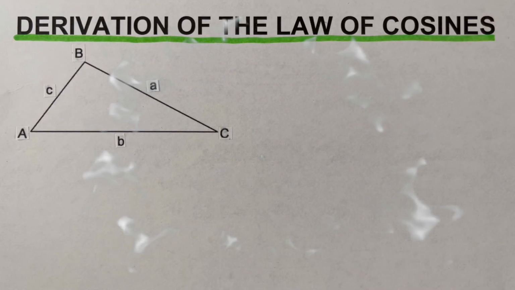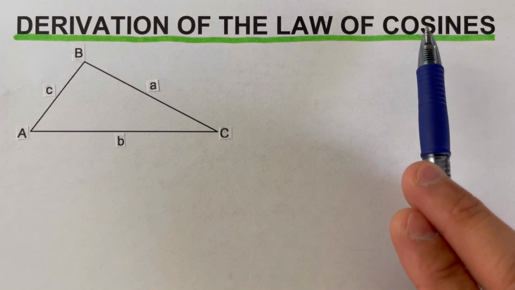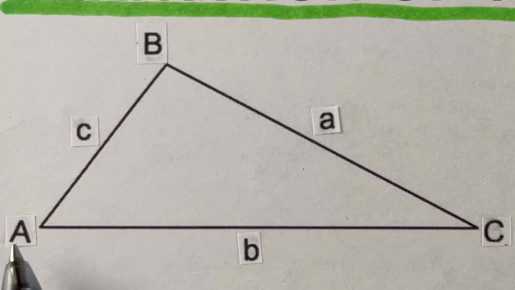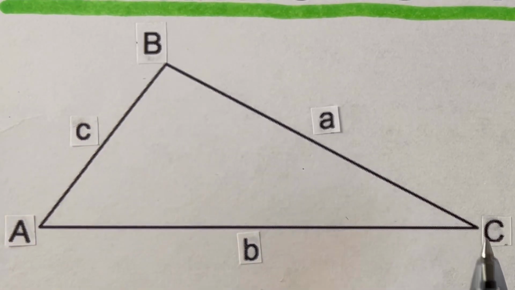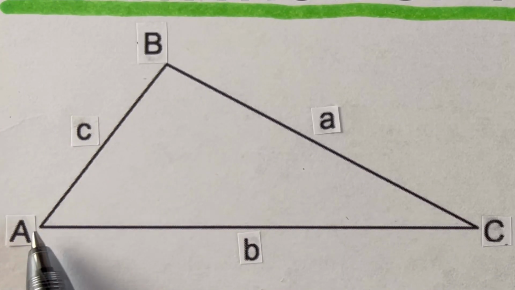Hello everyone. In this video, we're going to show how the formula for the law of cosines, or the cosine law, is derived. So we are given this oblique triangle right here with vertices A, B, and C, and sides labeled as side C, side A, and side B.